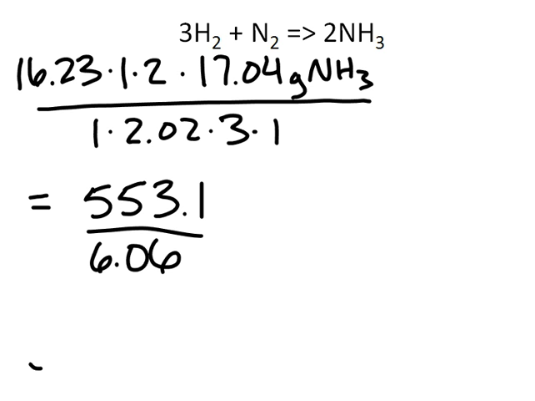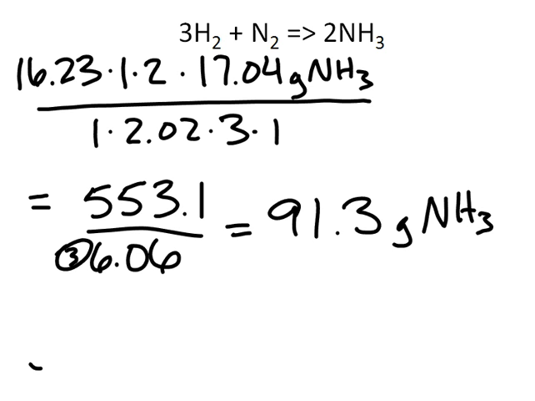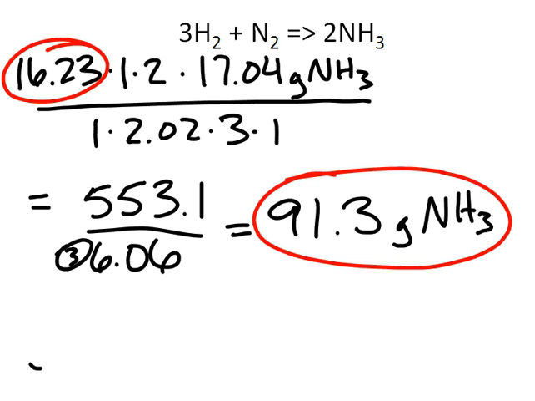553.1 divided by 6.06 is going to equal 91 with 3 sig figs, right? 91.3, because I have 3 sig figs here. 91.3 grams of ammonia. So, question. If I had 16.23 grams, right, this is what I started with. If I had 16.23 grams of hydrogen gas, I could make, assuming I have enough nitrogen, 91.3 grams of ammonia. Okay?